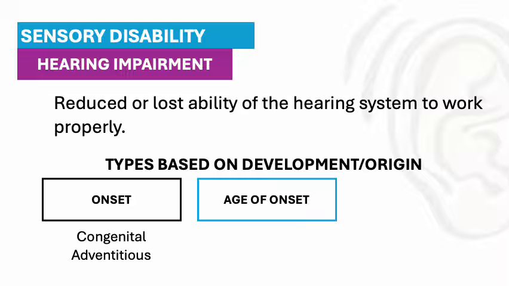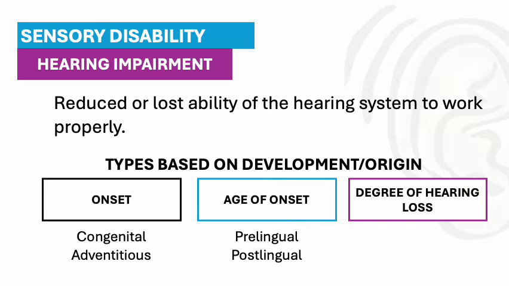It can also be classified by timing relative to speech development. Prelingual hearing loss occurs before a child develops spoken language, often requiring specialist interventions, while postlingual hearing loss happens after language acquisition, affecting communication but not foundational language skills. Finally, degrees of hearing loss range from hard of hearing, where some auditory communication is possible with support, to deafness, a profound loss where visual methods like sign language are primary.